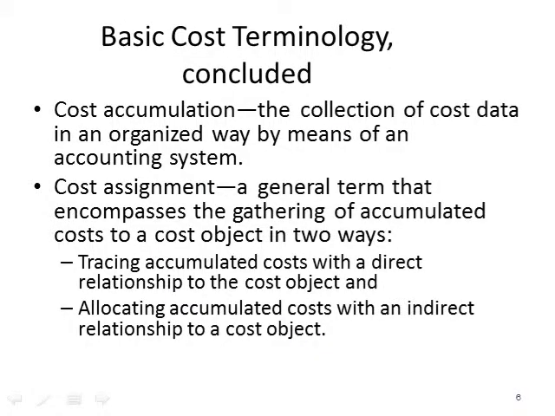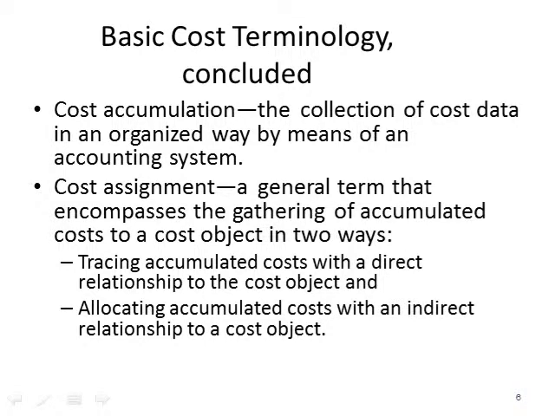And so some additional terminology that we need to consider is this idea of cost accumulation, which is a collection of cost data in an organized way by means of an accounting system. We have a cost assignment, which generally encompasses the gathering of accumulated costs to a cost objective in two ways. One is tracing accumulated costs with a direct relationship to the cost object. Another is allocating accumulated costs with an indirect relationship to a cost object.